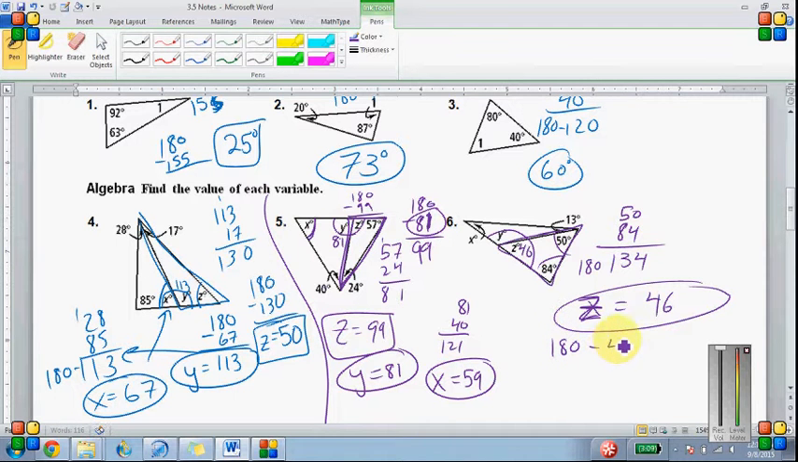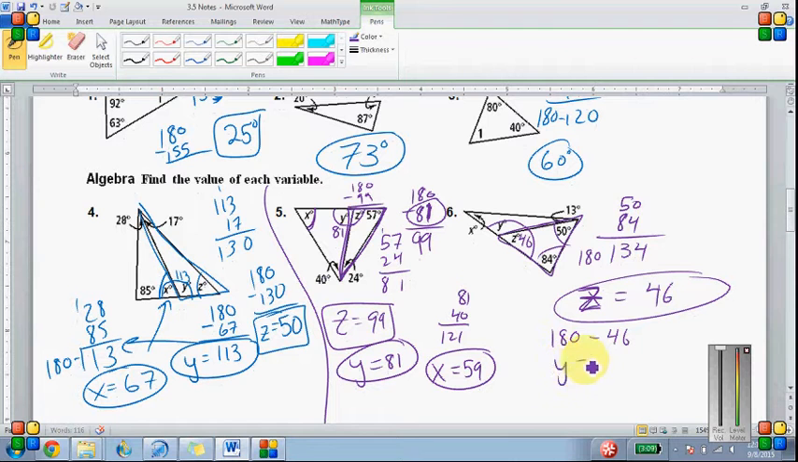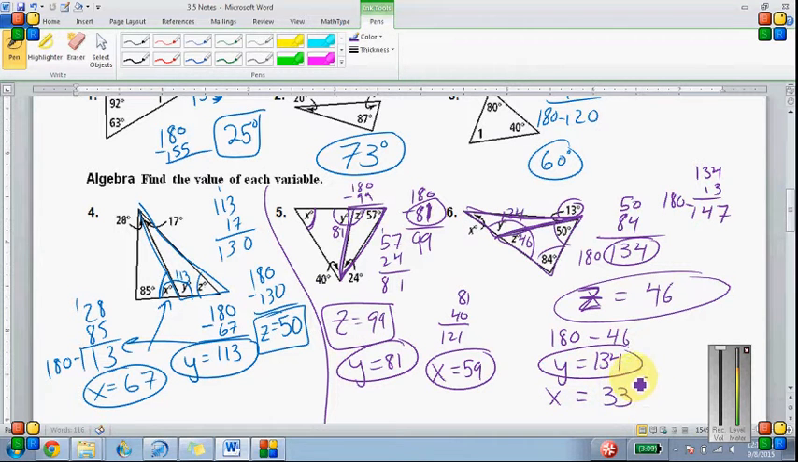So I take 180 minus 46 to find y, so y would equal what I had up here, which is 134. Then I add 134 and 13, which is the other angle in this triangle. So I add 134 and 13, I get 147. When I subtract that from 180 to find x, I get x equals 33.